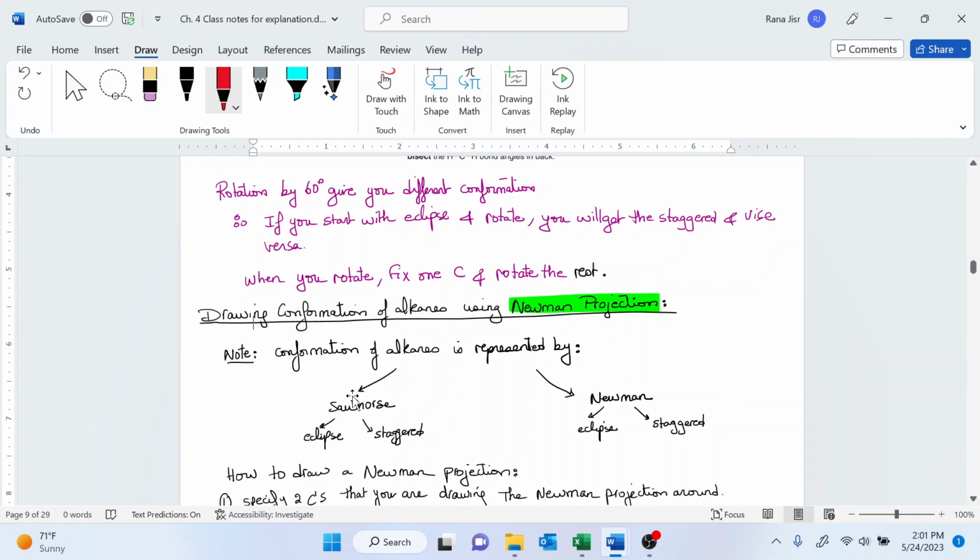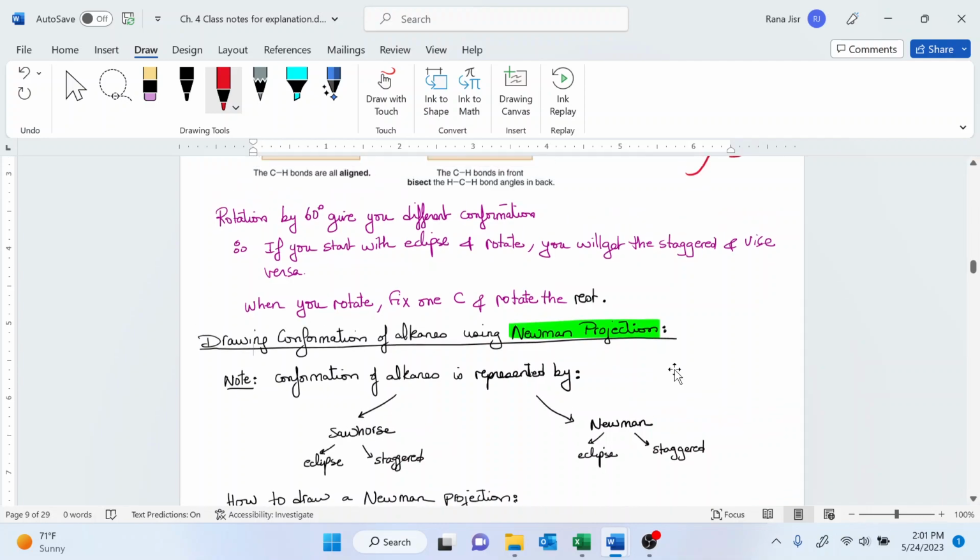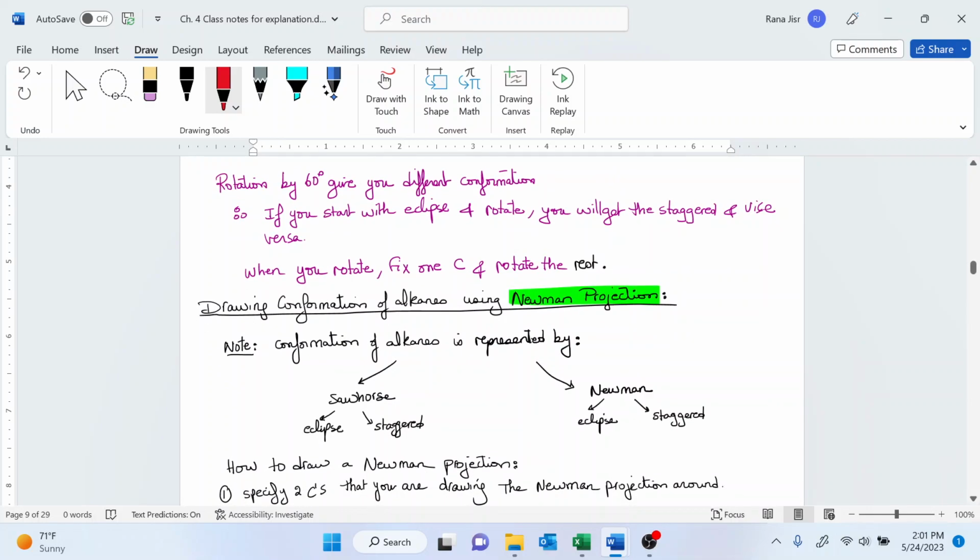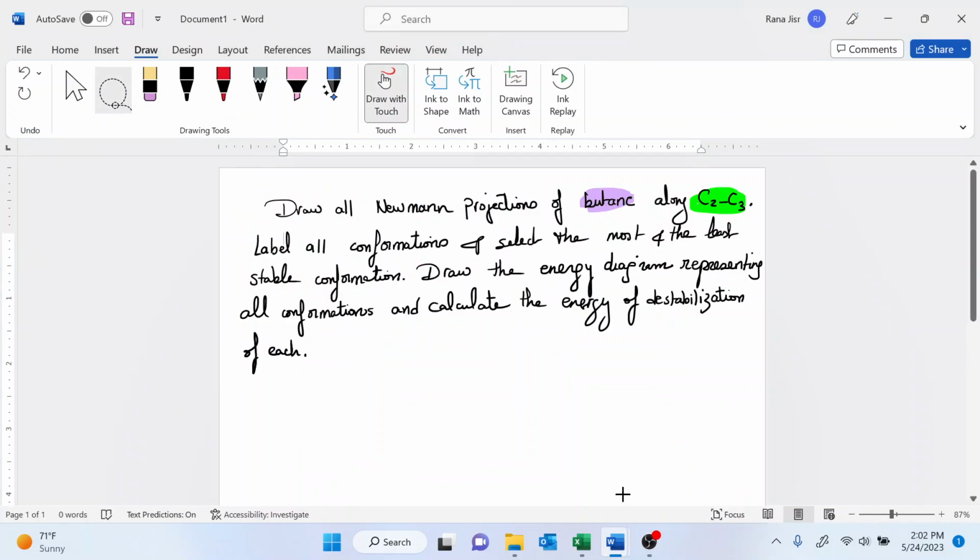Other than the sawhorse representation that represents the eclipse and the staggered, I can also represent the conformation between two carbons of the alkane by a Newman projection. A Newman projection is still going to have the eclipse and the staggered representation in there, but it's not going to be a sawhorse anymore. So let's go ahead and have an example.